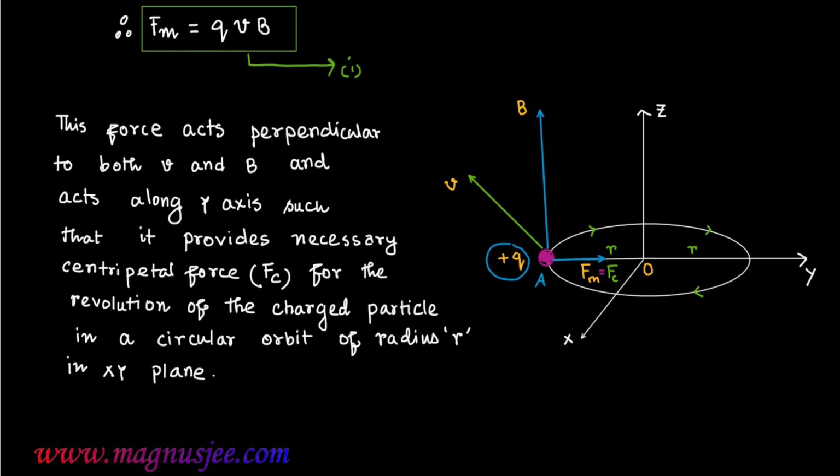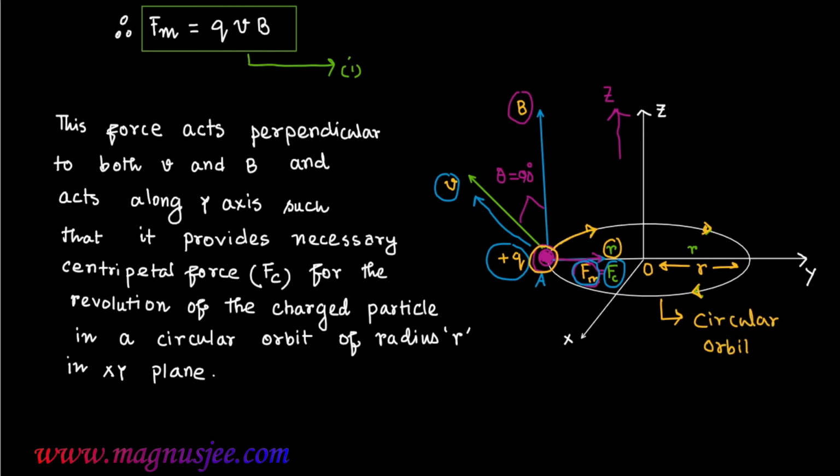Plus q is the charge in the diagram, which is at the point A, and it is trying to move with velocity v in the xy plane at an angle 90 degree with the direction of magnetic field B. Magnetic field B acts parallel to the z-axis, and this plus q charge experiences a magnetic Lorentz force Fm, which provides the necessary centripetal force Fc, and the charged particle travels in clockwise direction in a circular orbit of radius r in the xy plane.